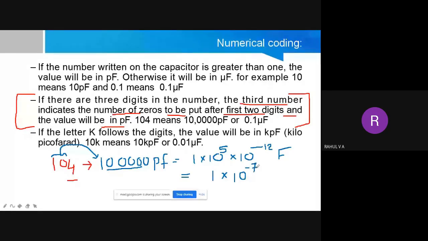I am writing like this: 1 into 10 raised to minus 1 into 10 raised to minus 6 farad. I am writing it in smaller steps so that you can understand. So why I have done this step is that 10 raised to minus 6 is actually micro. So it is in microfarad, and 1 into 10 raised to minus 1 is actually 0.1. So the value of a 104 capacitor is 0.1 microfarad.